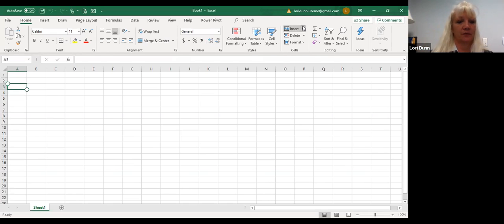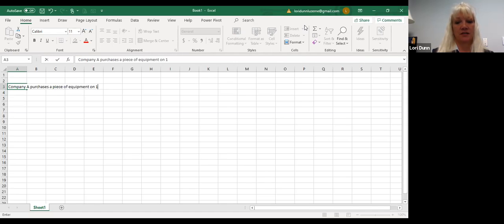Okay. So let's say, here's an example. Company A purchases a piece of equipment on 10/19 of 2020. They will pay $10,000 in 1 year and $10,000 at the end of the second year.